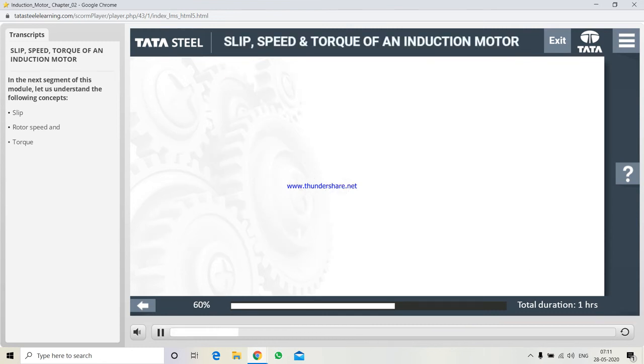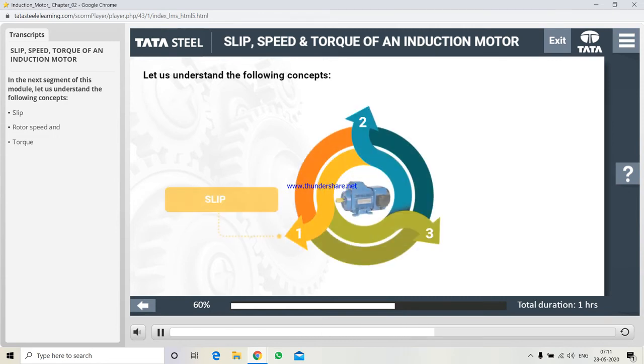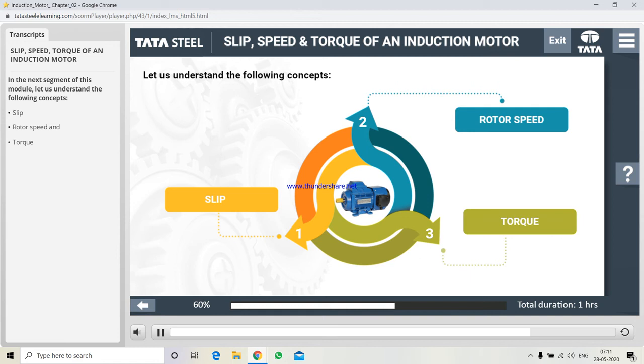In the next segment of this module, let us understand the following concepts: slip, rotor speed and torque. Click each to know more.